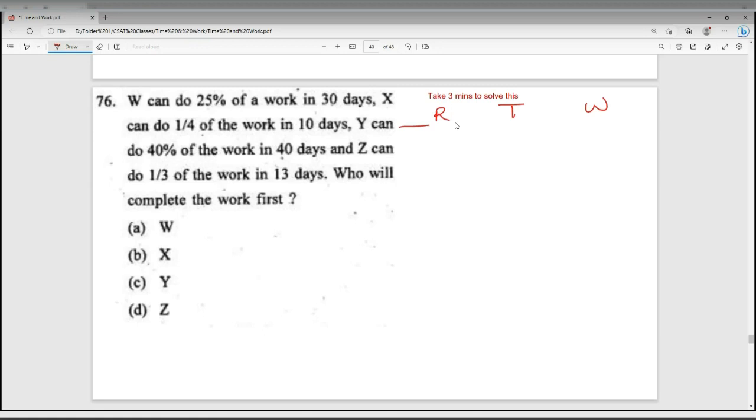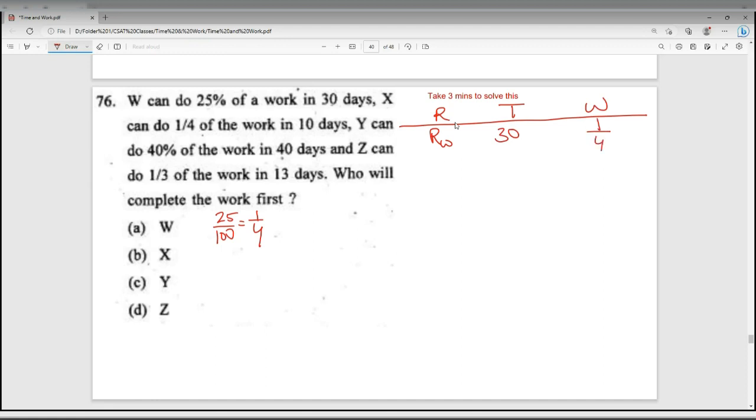W. So W can do 25% of the work in 30 days. So let the rate be RW. He can do 25% of the work. I would take it as 1 by 4 because 25% can be written as 25 by 100. This is 1 by 4. I'll take it as 1 by 4. So this is 30 days and work is 1 by 4.